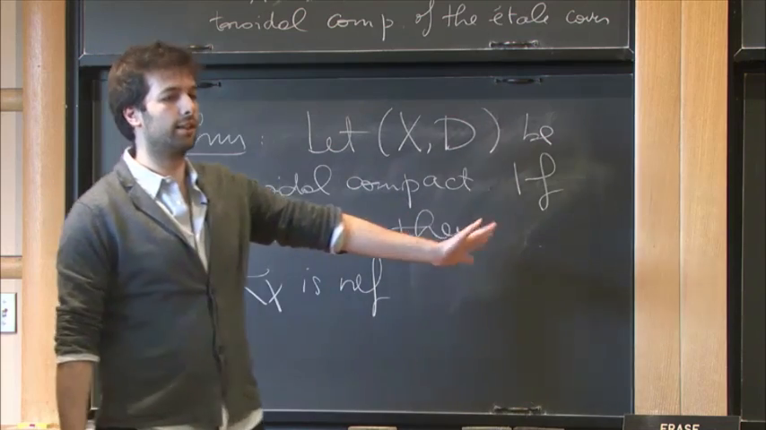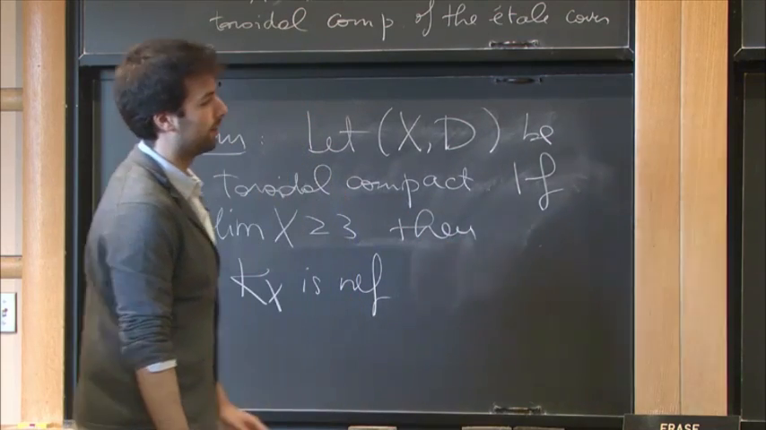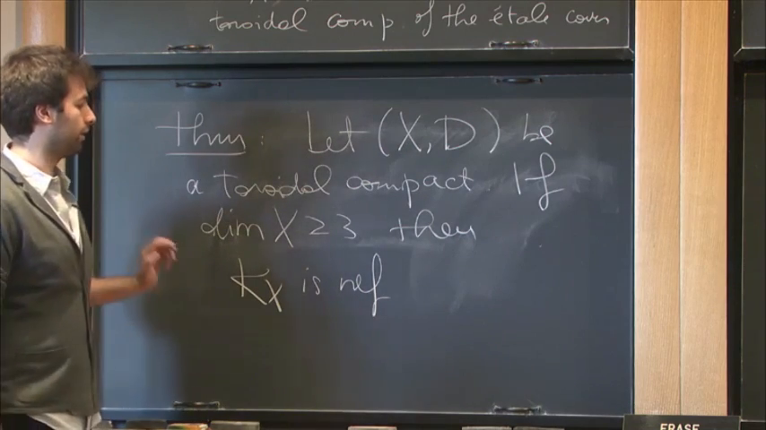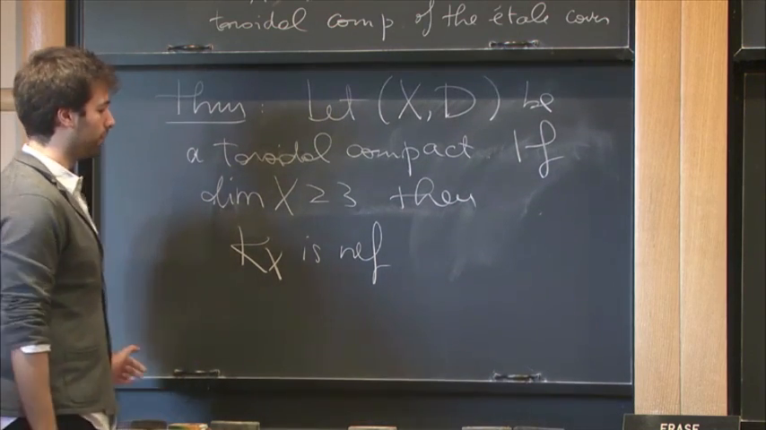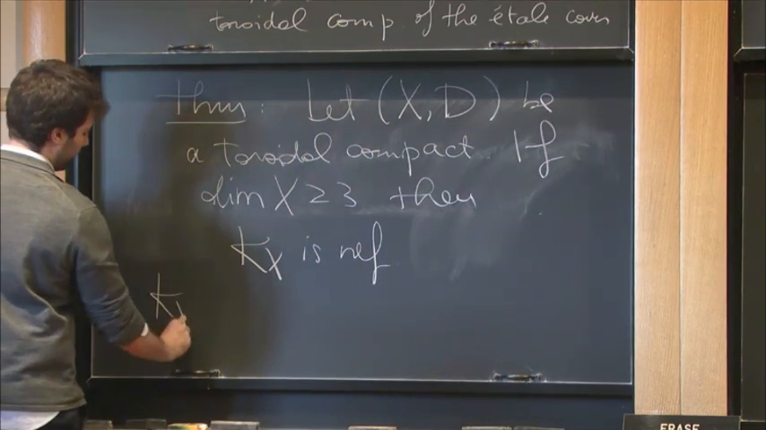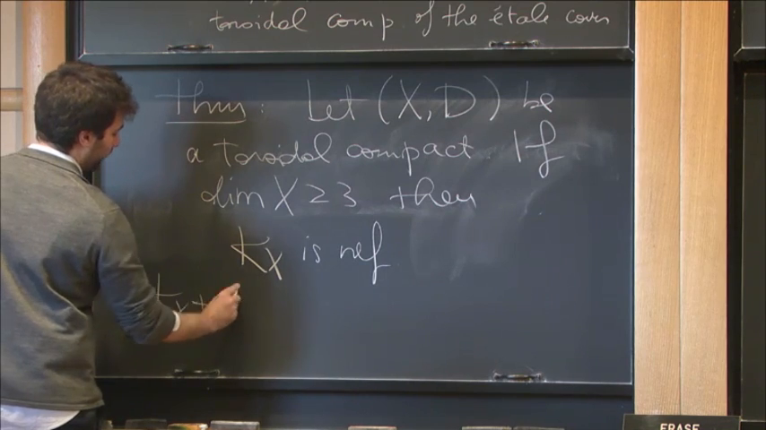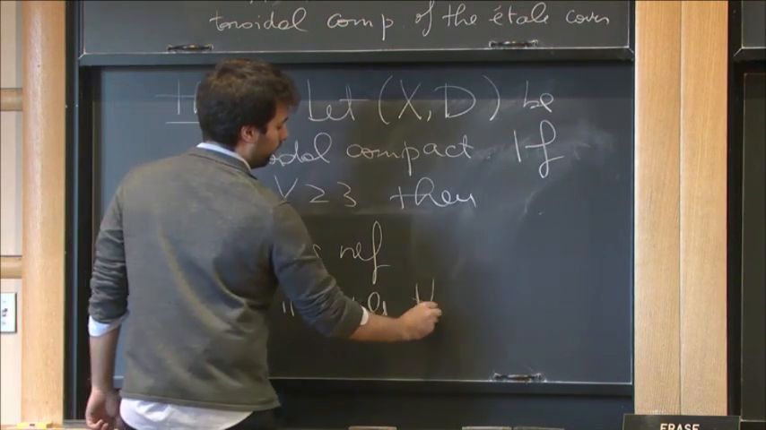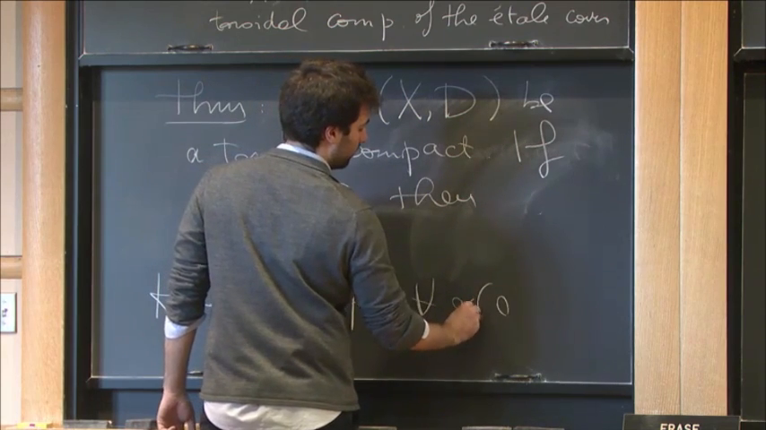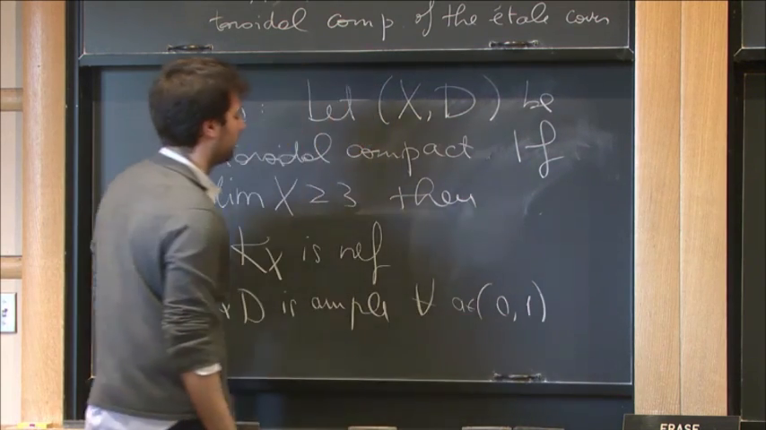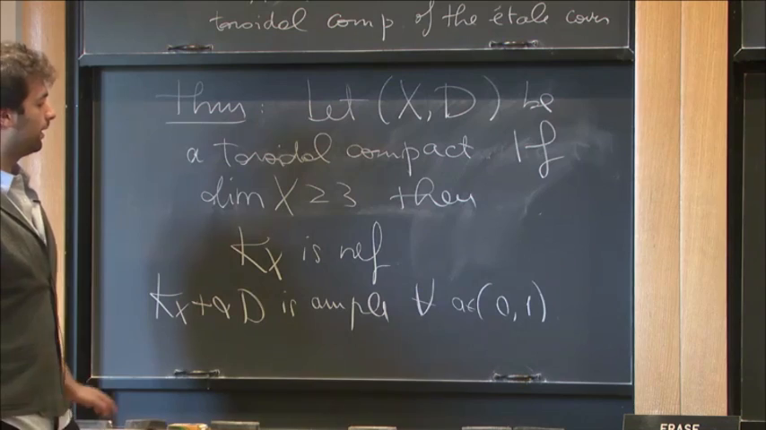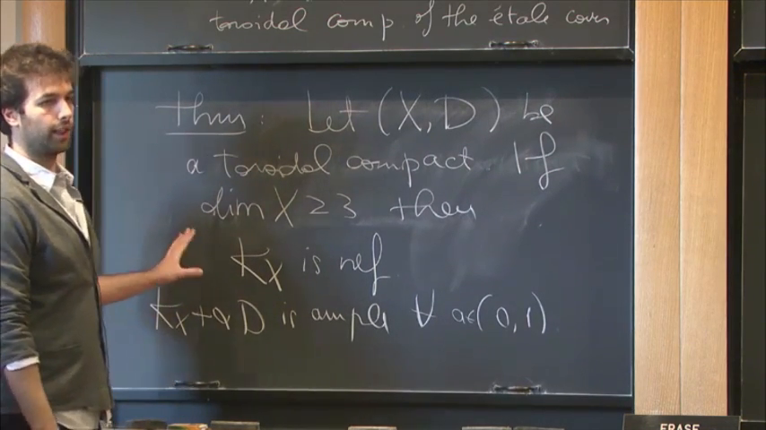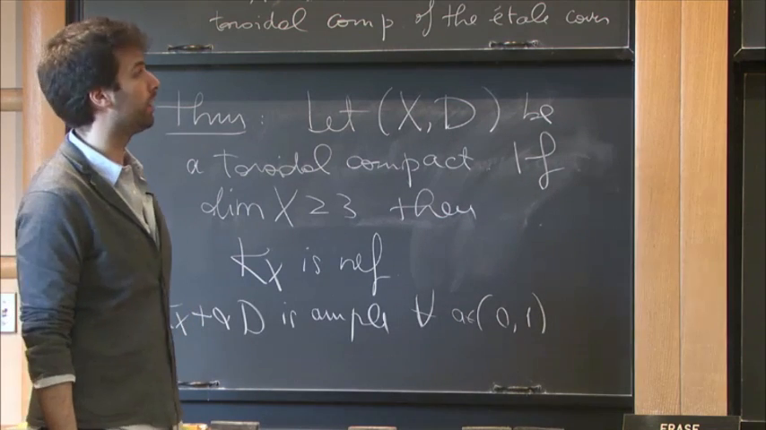And so this is exactly a surface phenomenon. Okay? So actually we proved something more. We proved that K_X plus alpha D is ample for any alpha in (0, 1). Okay? So I would like to explain a little bit of the proof of this result and then give a few applications.